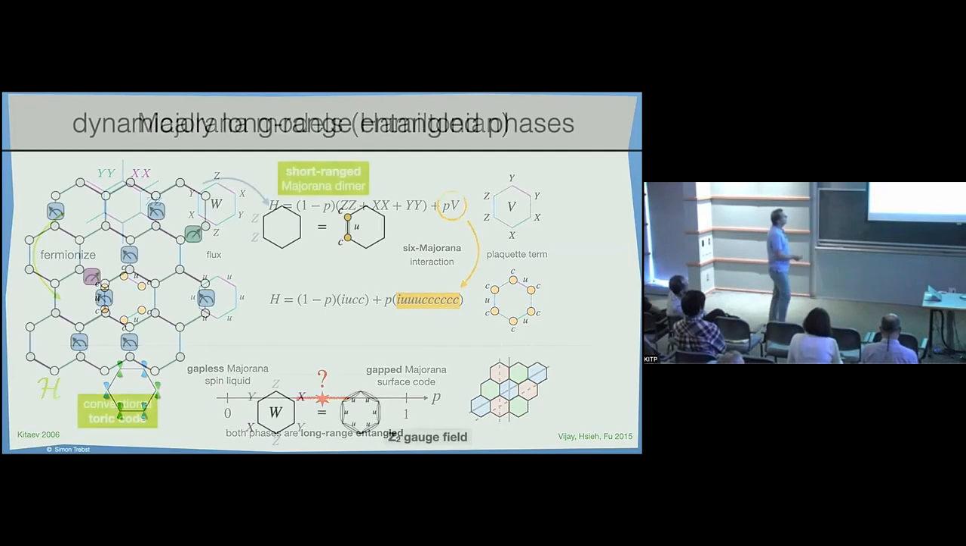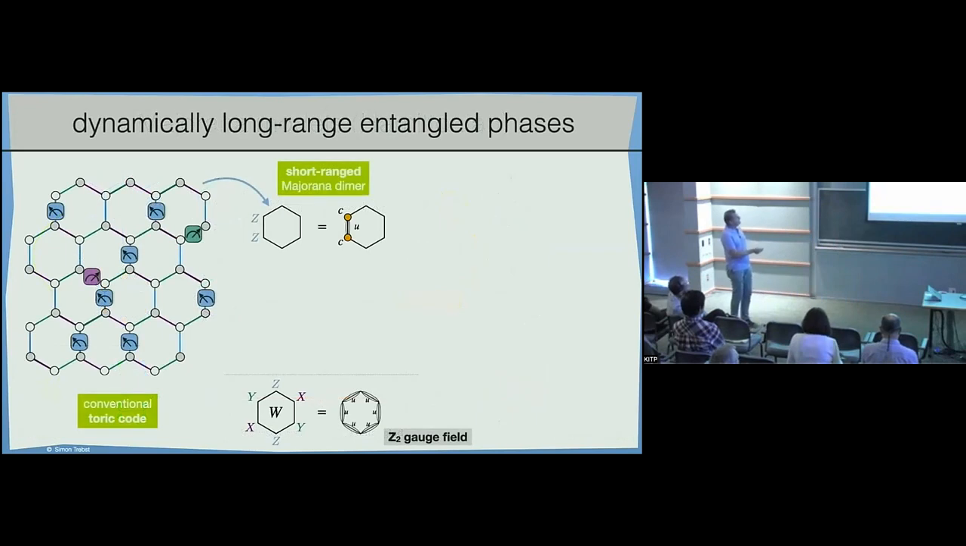So we can dynamically create long-range entangled phases. Step 1, we do just the pairwise measurements. We do lots of the Z measurements, and a few of the others. What you then generate is short-range Majorana dimers with a Z2 gauge background. That's the toric code, created dynamically now through measurements.